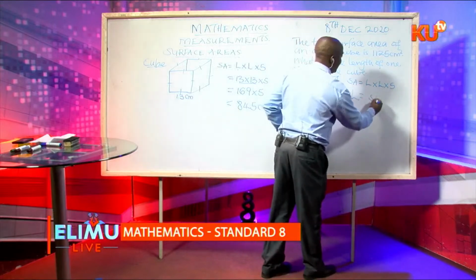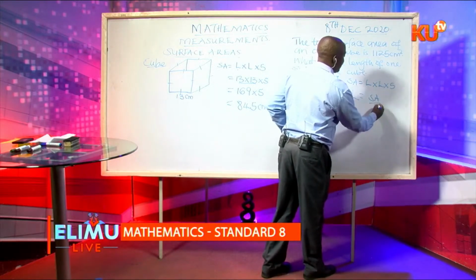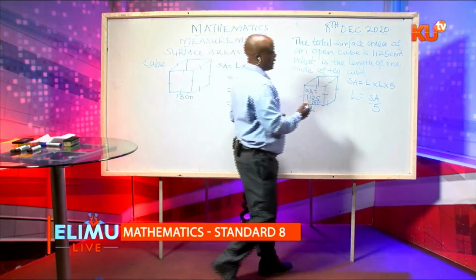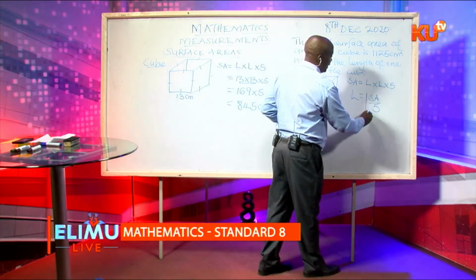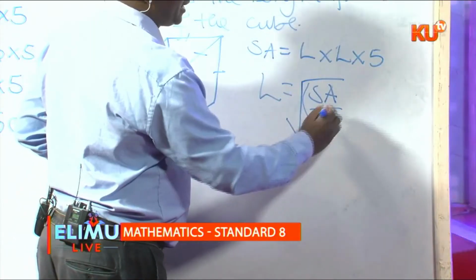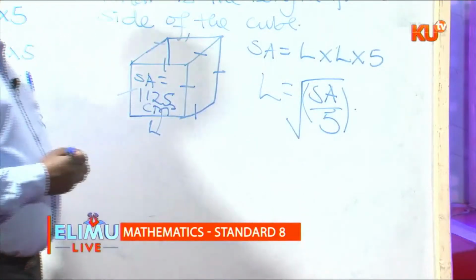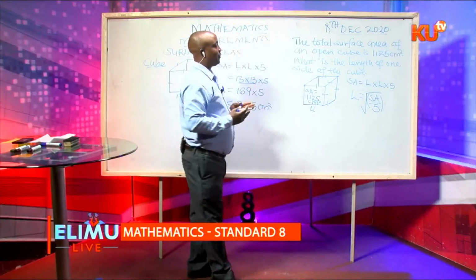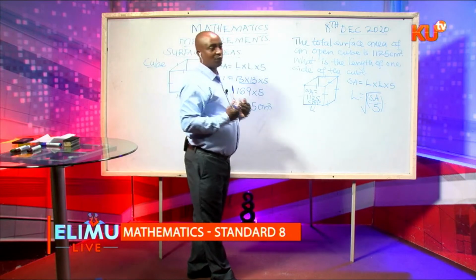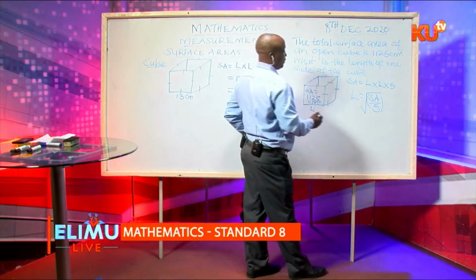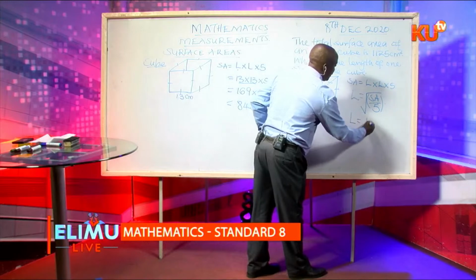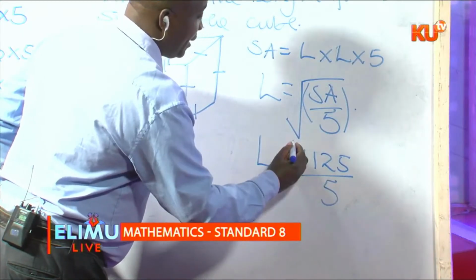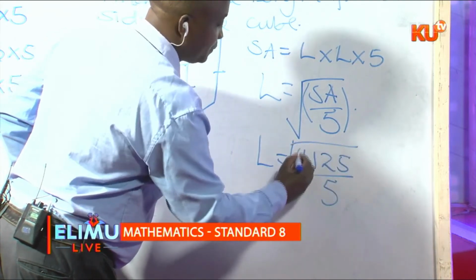So we are going to take the surface area, we divide by 5 because it is the area of the 5 faces which are equal. So we find the area of one face, then we find the square root to get the length of one of the edges. So you take 1125, we divide by 5, then we find the square root.